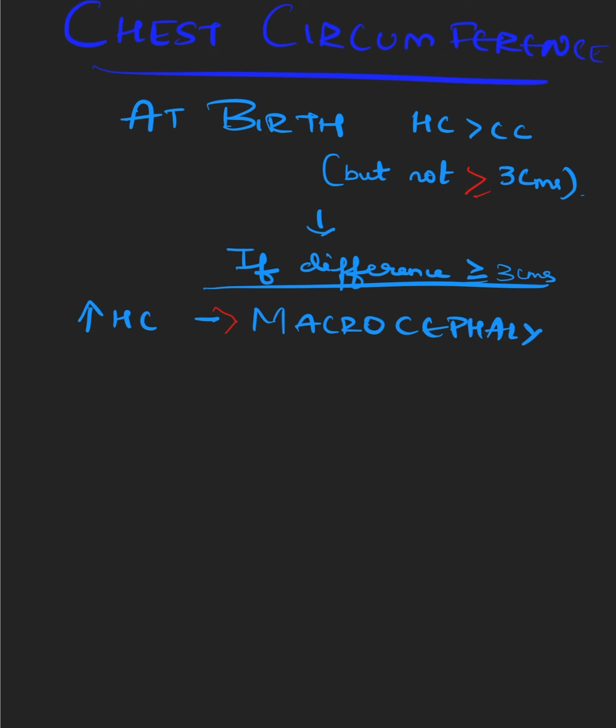some condition which is causing decrease in chest circumference, something like IUGR, usually asymmetrical IUGR, where head grows in the first trimester of gestation. After second trimester, some insult has happened to the fetus and the fetal growth restricts. That is called intrauterine growth restriction, where chest circumference will be less. But because of first trimester growth, the head circumference will be normal. But the difference is more than 3 centimeter in this condition.